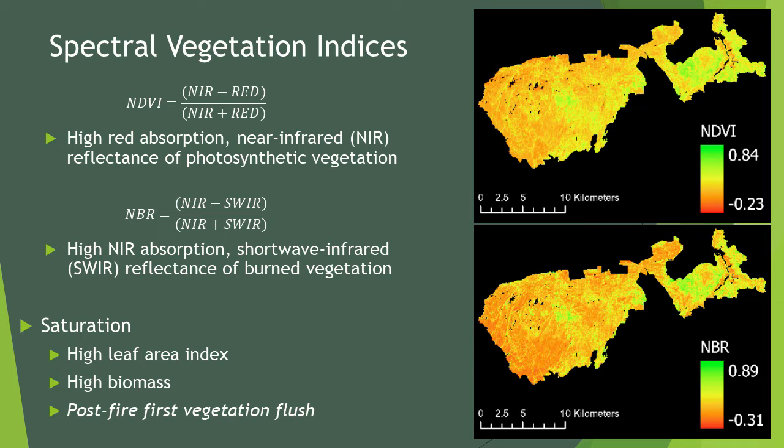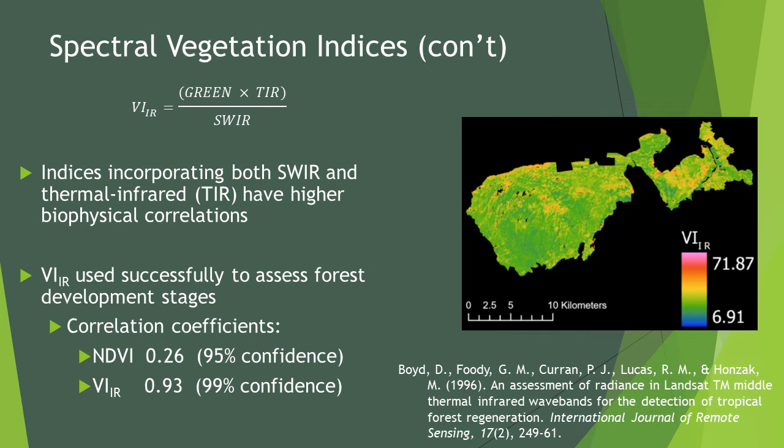However, while these indices are sensitive to changes in plant condition, they are also limited by the presence of smaller vegetation such as forbs, grasses, and non-woody pioneer flora, which quickly fill post-disturbance space, yielding fast saturation to pre-disturbance index values. It has been observed that vegetation indices incorporating both shortwave infrared and thermal infrared wavelengths exhibit stronger correlations with biophysical properties of vegetation compared to indices not incorporating both wavelengths.